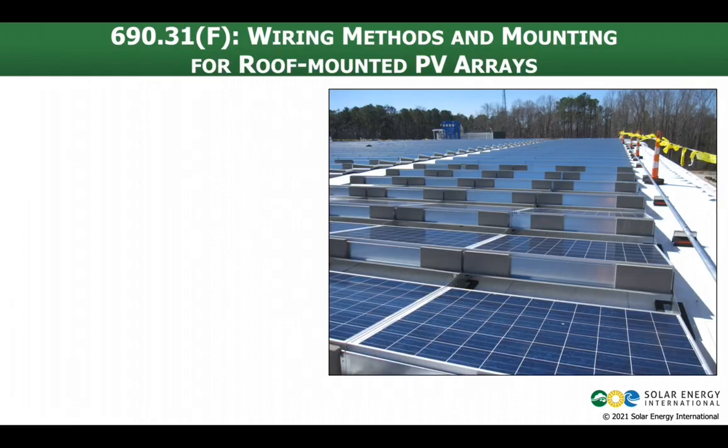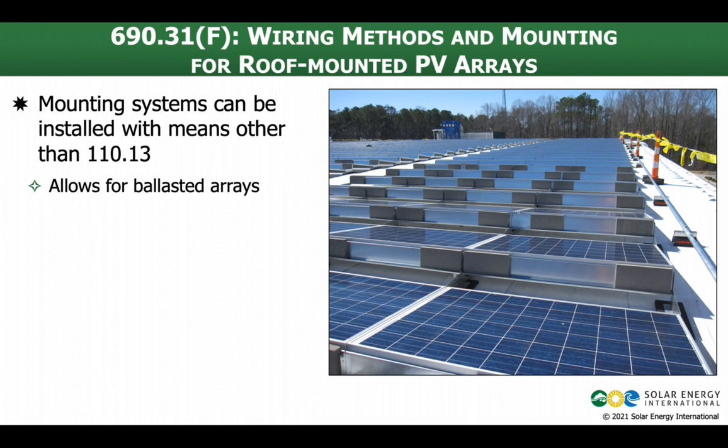Here's a relatively new callout in 690.31(F) that really applies to ballasted systems. What it says is that mounting systems can be used that differ from those allowed in 110.13. The front of the book tells us how we have to mount and install electrical equipment, and if you follow what's going on in there, it kind of makes it seem like using a ballasted racking system would not be allowed. So here's an example of a ballasted racking system. It's not mechanically attached to the roof or the structure of the building. It's held in place with concrete ballast blocks, some of which you can see here.